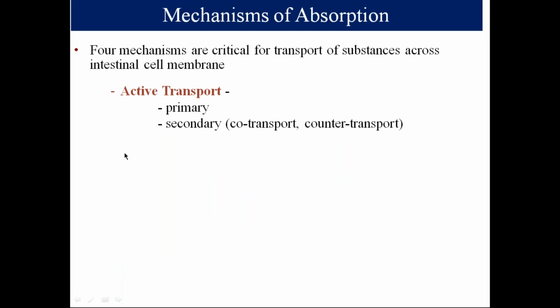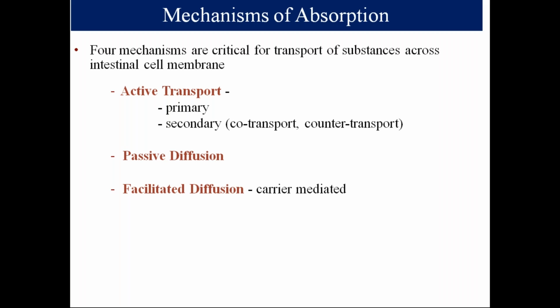Then there are certain general principles for the absorption. Like you have the mechanisms of digestion, you also have mechanisms of absorption. So there are 4 mechanisms which are critical for the transport of substances across the intestinal cell membrane. You have the active transport, the passive. In the active, you have both the primary as well as the secondary.